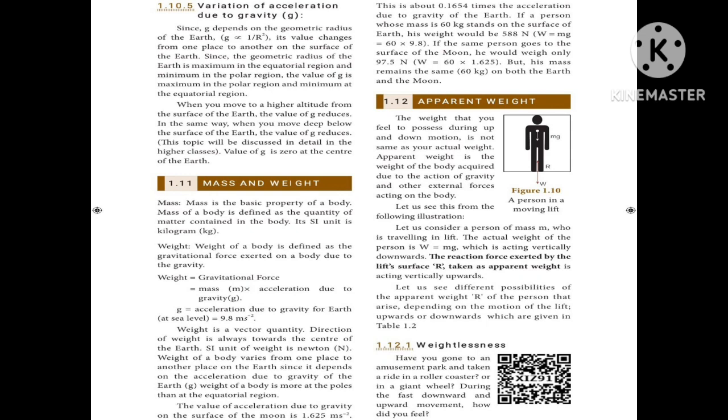If a person whose mass is 60 kilograms stands on the surface of Earth, his weight would be 588 N. If the same person goes to the surface of the Moon, he would weigh only 97.5 N. But his mass remains the same, 60 kilograms, on both the Earth and the Moon.